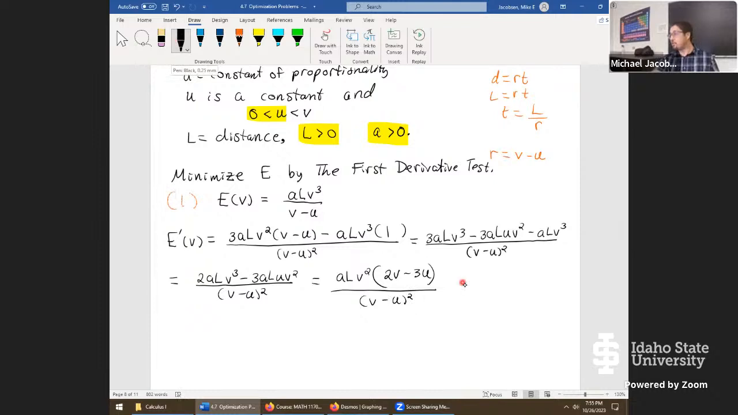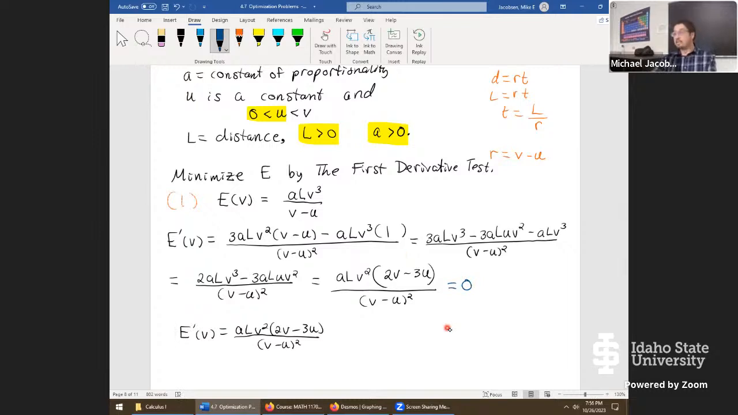Next, we set that whole thing equal to 0. Actually, let me rewrite it over here because we're going to need that derivative again. Sometimes it's hard to even spot where the derivative is with this much work. So I'm going to set it over here, E prime of V equals 2V minus 3U. Oh, I messed up. Let me get those constants in as well. ALV squared, 2V minus 3U, over V minus U squared. So that's our derivative. Now over here, we're looking for critical numbers on that same derivative. So we set it equal to 0 and solve.